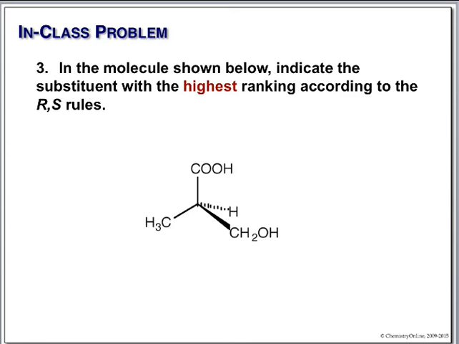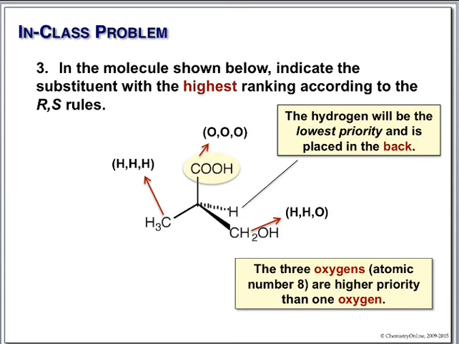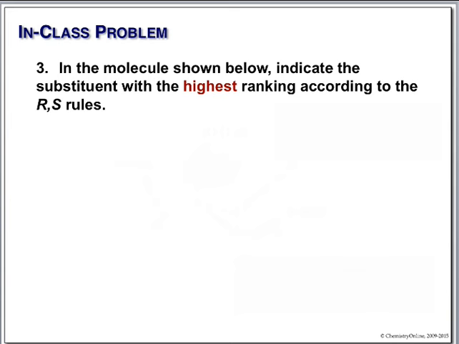Look at this guy. Hydrogen is going to be our lowest. Here we have three hydrogens. Remember, a carboxylic acid has a double bond to the oxygen and is bonded to the other oxygen. So that's three oxygens here. This guy has two hydrogens, one oxygen, three more than one. Hydrogen is back, and the carboxylic acid wins. Look at this one.